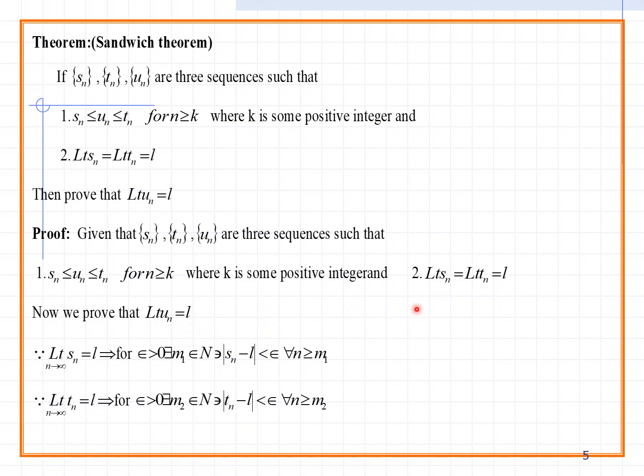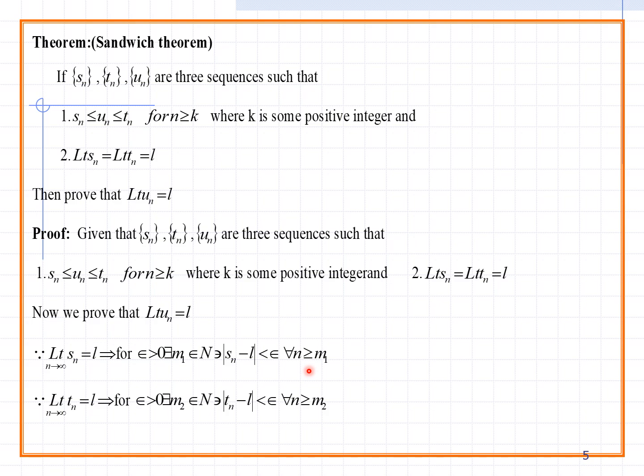The limit of Sn is the same value and the limit of Tn is also the same value, so automatically Un also has the same value. Why? Because of condition 1: Sn is less than or equal to Un, which is less than or equal to Tn. Since we already know the convergence property, what is the property? Limit n tends to infinity, Sn equals L: for epsilon greater than 0, there exists m1 belonging to N such that modulus Sn minus L is less than epsilon for all n greater than or equal to m1.